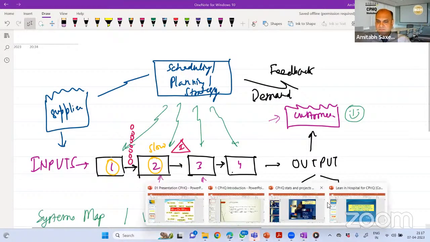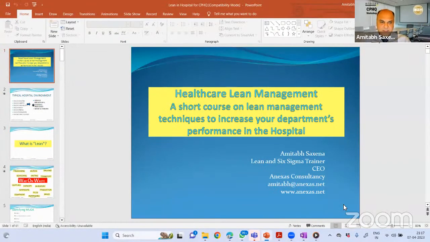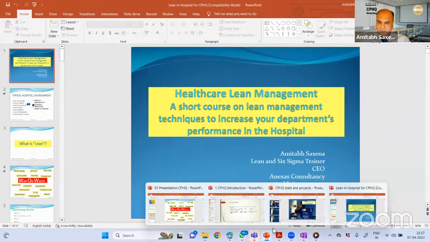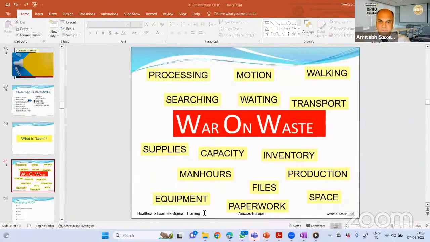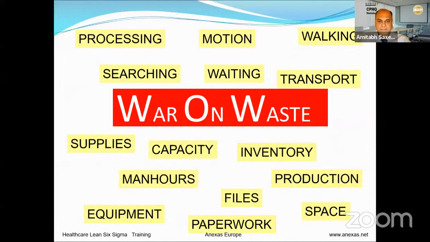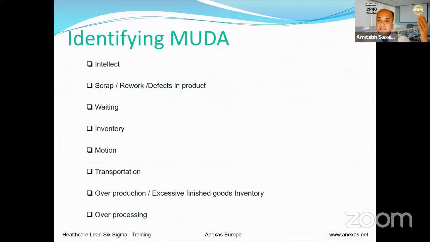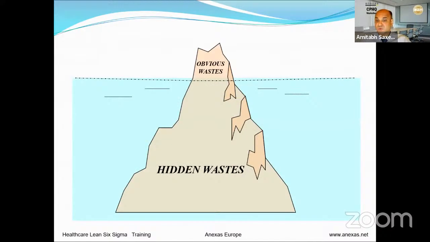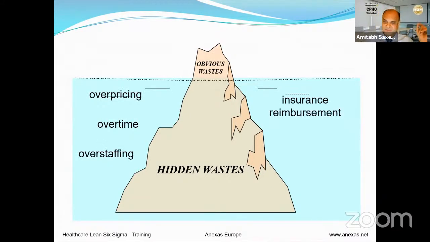So let me very quickly talk about it further. So these are the typical waste of intelligence of the surgeon. Surgeon is waiting for the operation theater to get ready. That is waste of intelligence. Waiting, inventory, motion, transportation, overproduction, overprocessing. These are all examples of waste. Some of the wastes are obvious, like waiting time, but some of the wastes are not obvious. They are hidden wastes, right?